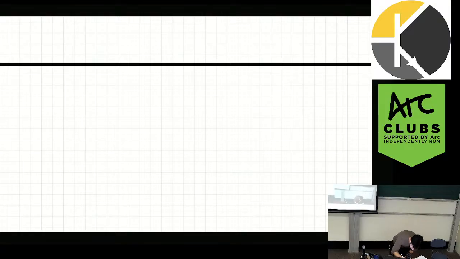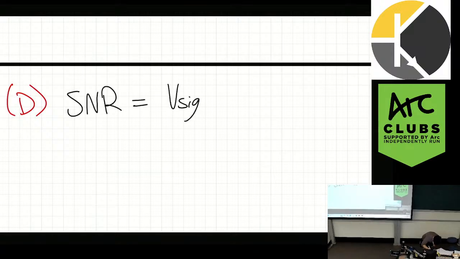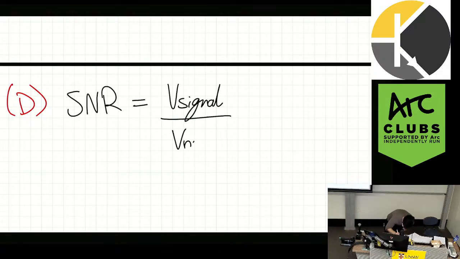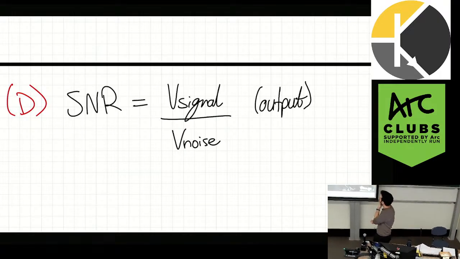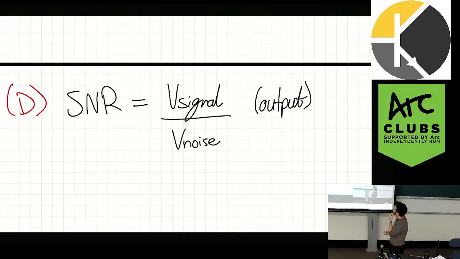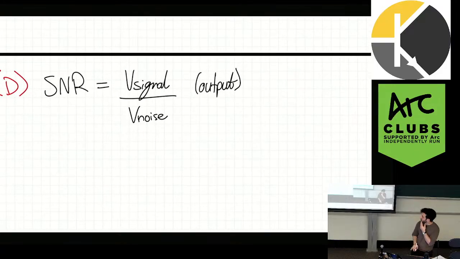So part D. We were told to find the signal to noise ratio, which is the signal over the noise, and both of these are at the output. Also note that the noise, when you calculate it, is going to be an RMS, so you're going to have to calculate the signal and convert it to RMS. So there are two things we need to find. You could start with either one, but it recommends we start with the noise, so we'll start with the noise.